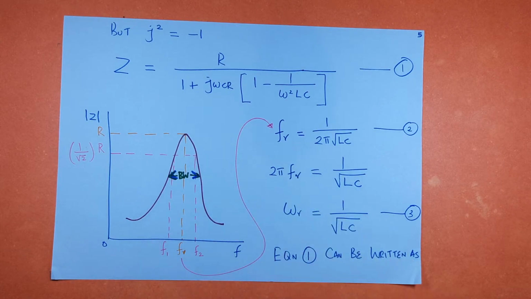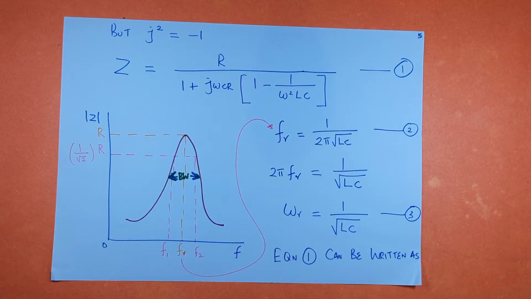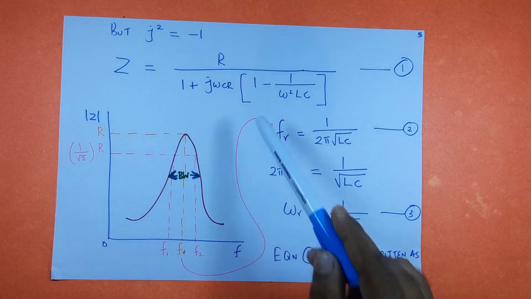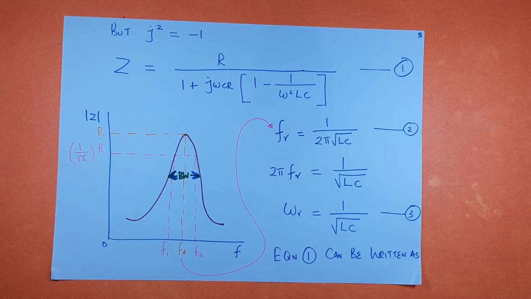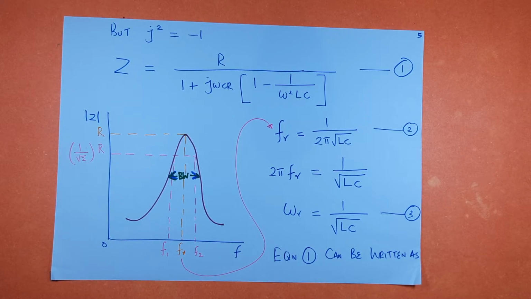We have already derived this expression. FR is the resonant frequency. FR equals 1 divided by 2 pi square root of LC. Call it equation number 2. So 2 pi FR equals 1 by square root of LC. 2 pi FR is omega R. Omega R equals 1 by square root of LC. You call this equation number 3.